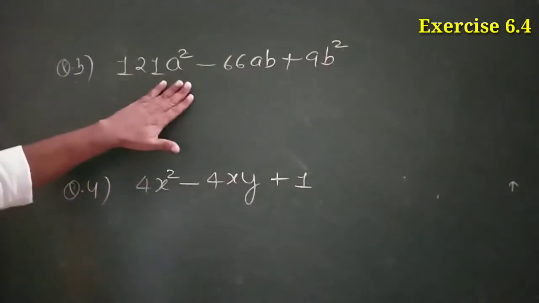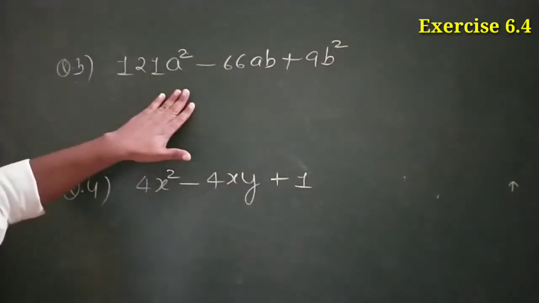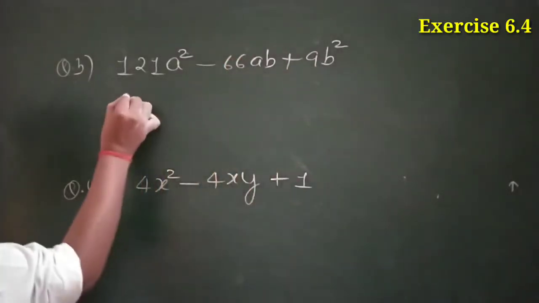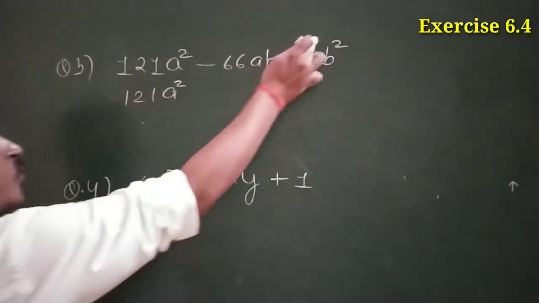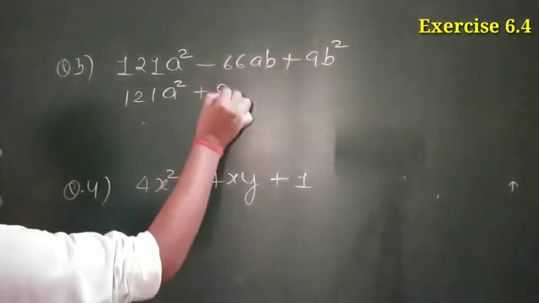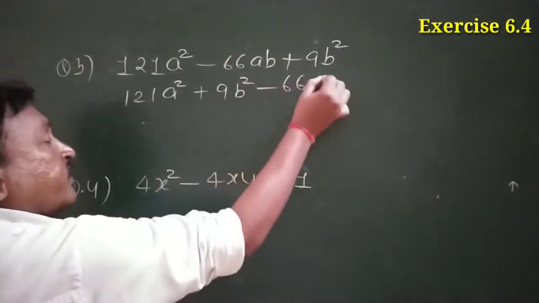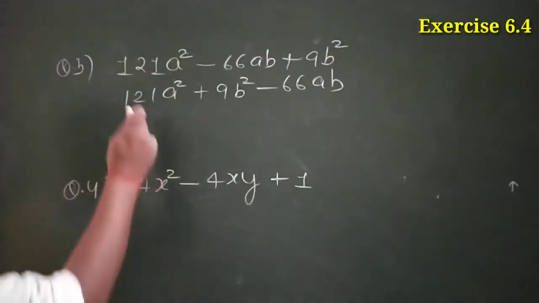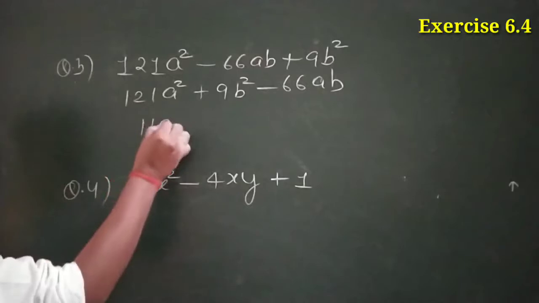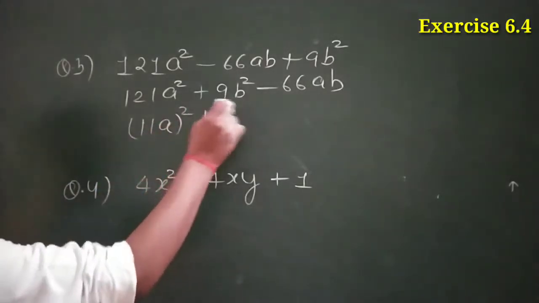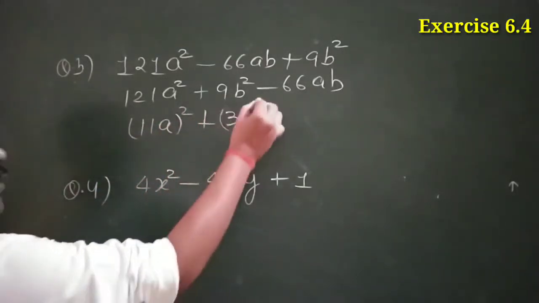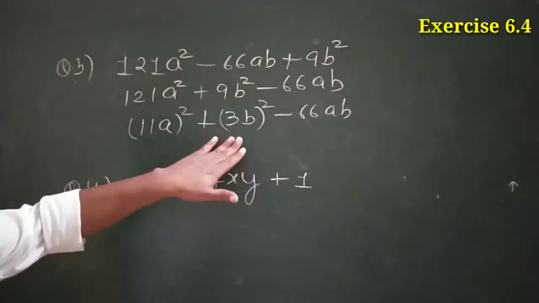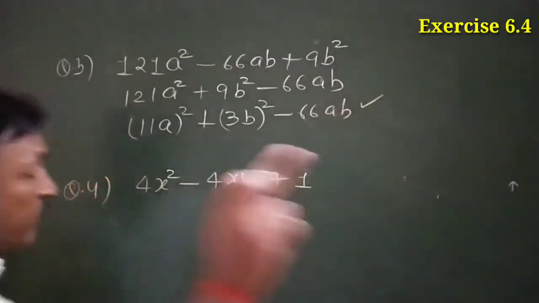Okay, student, now see question number 3. Question number 3 is just like question number 1. We will just interchange the positions of the square terms. This square term will come here, plus 9b square minus 66ab, and now we can solve it in the same way as we had done question number 1. This term will be converted into 11a whole square. This term will be converted into 3b whole square, and then we will solve it as I had solved question number 1. Okay, so complete this question now by yourself.